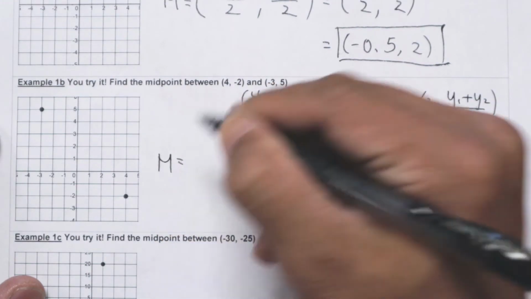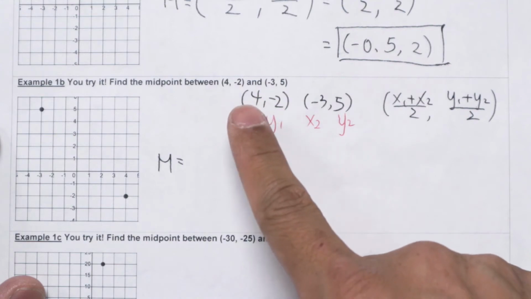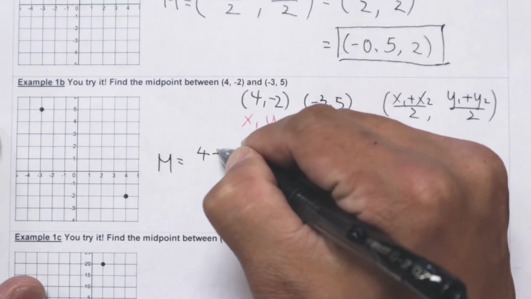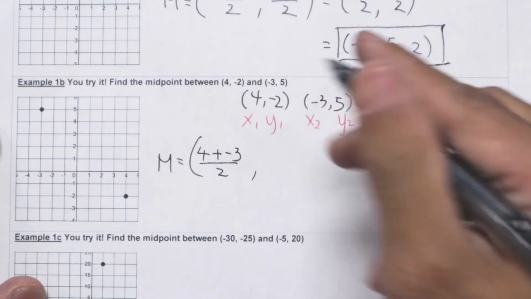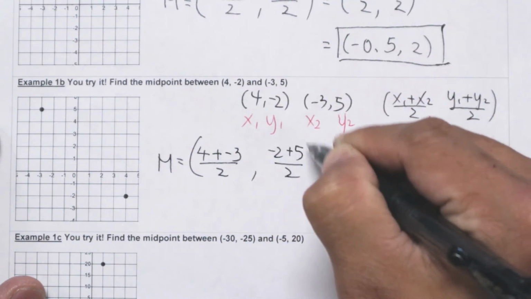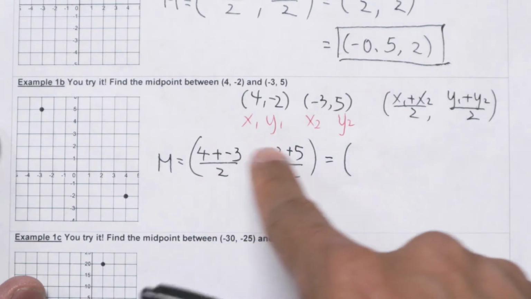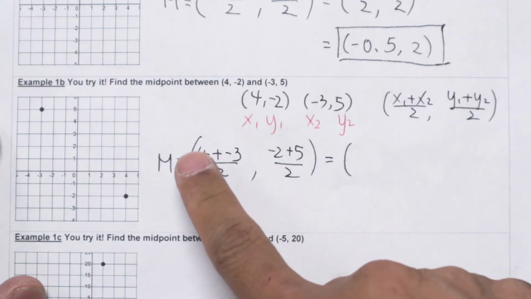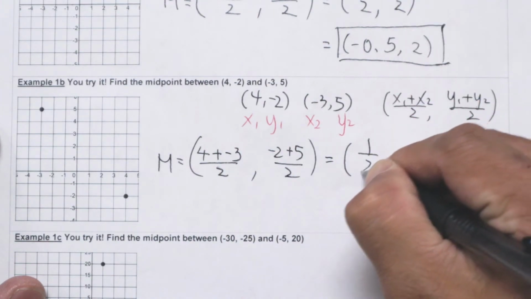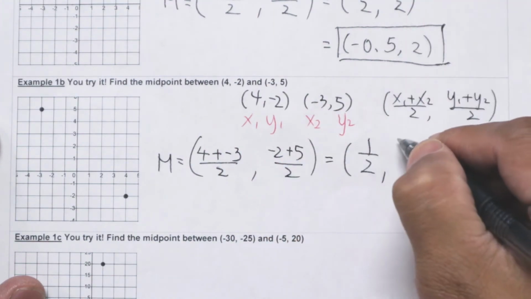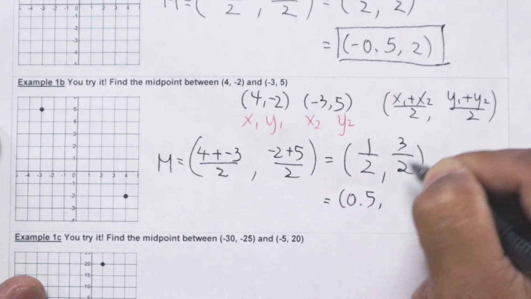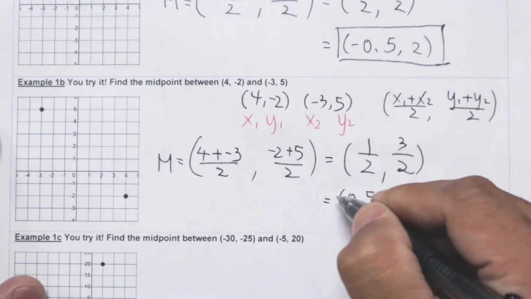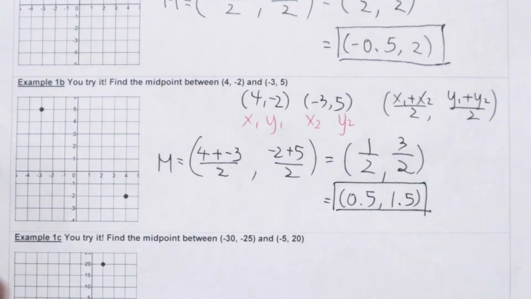So you're going to write M equals, go ahead and add the x's together, 4 plus -3 divided by 2, and add the y's together, -2 plus 5 divided by 2. Then use order of operations to simplify. Let's add the numbers first. 4 plus -3 is 1 over 2, and -2 plus 5 is 3 over 2. Well, 1 divided by 2 is 0.5, and 3 divided by 2 is 1.5. So the ordered pair of the midpoint is 0.5, 1.5.